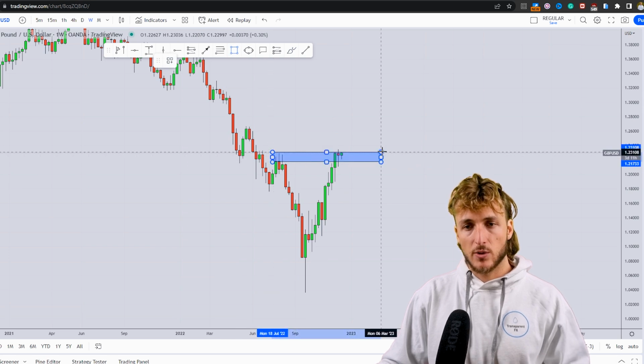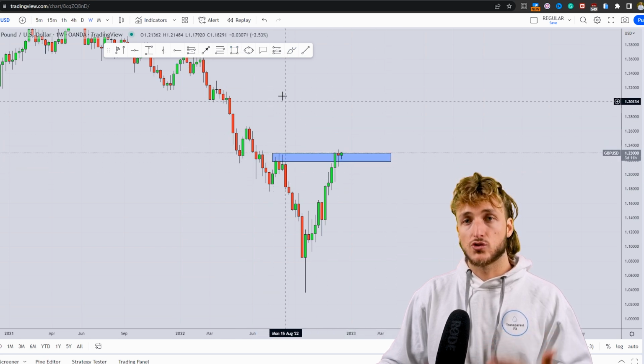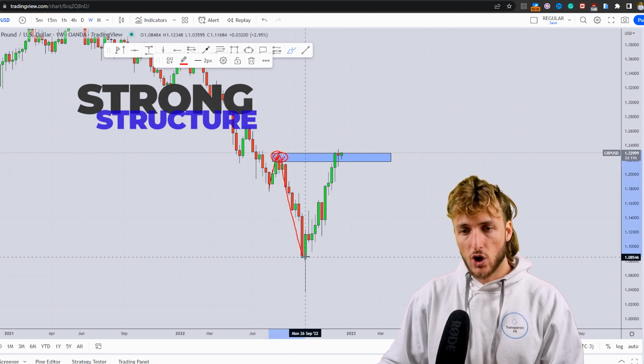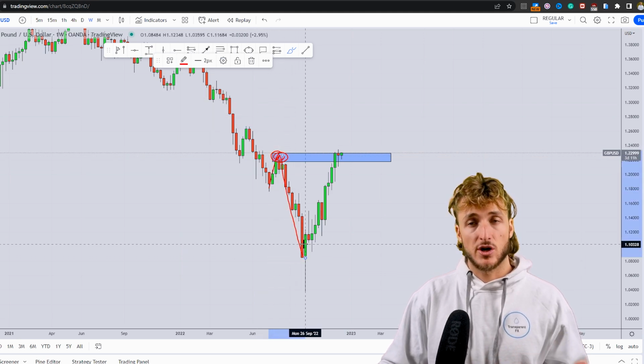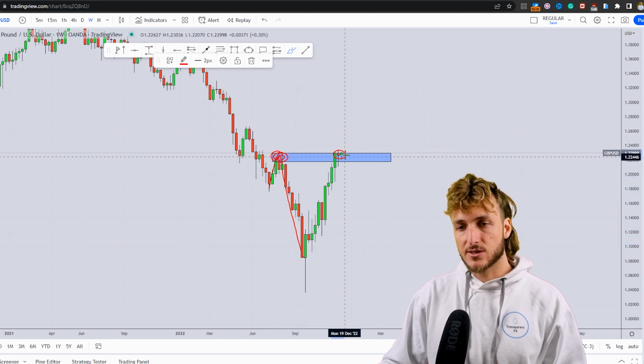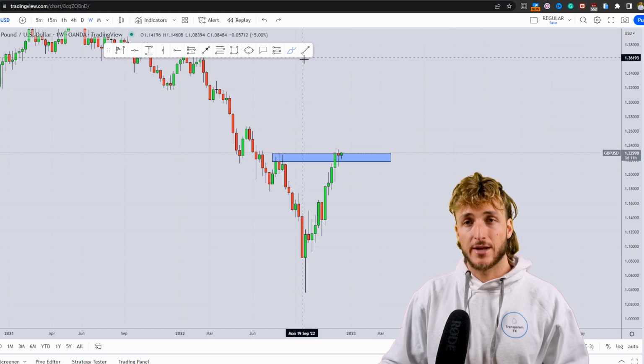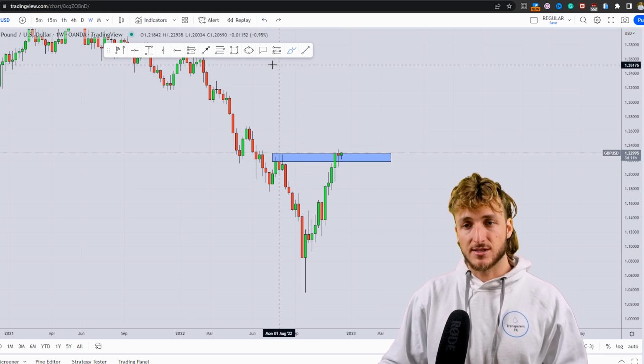We can also notice how we're testing exactly the previous supply. In fact, this was the last strong correction before all this meltdown to the downside started, meaning that this is the resistance that we could expect this market to reject to the downside as we are currently facing it.